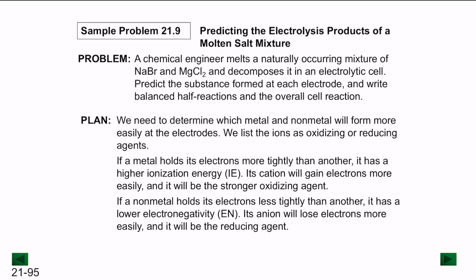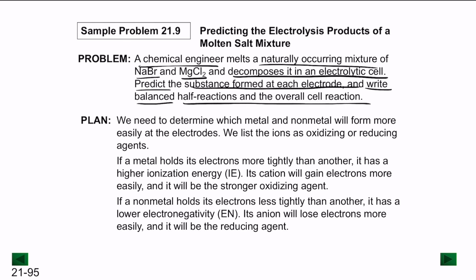So let's take a simple example. A chemical engineer melts a naturally occurring mixture of sodium bromide and magnesium chloride and decomposes it in an electrolytic cell, predicts the substance that forms at each electrode, and writes the balanced half reactions and overall reaction. Now, what is generally a good oxidizing agent? An oxidizing agent is the one that tries to gain electrons faster.